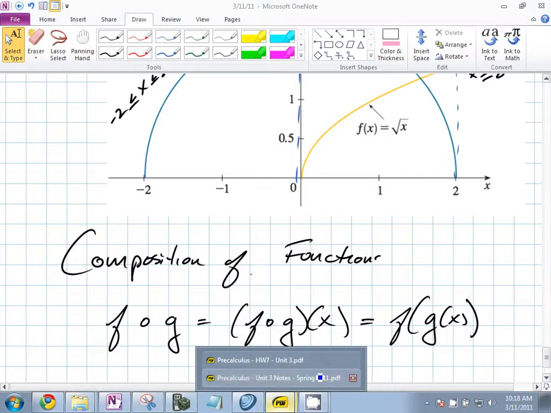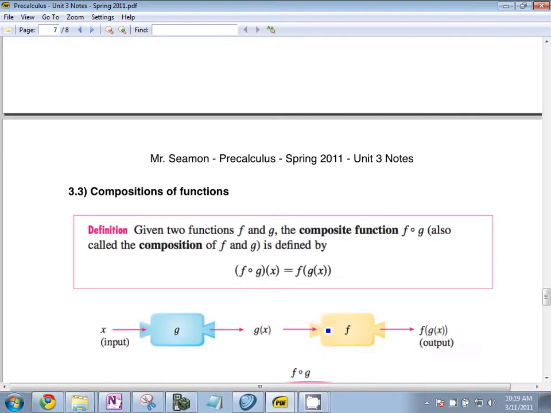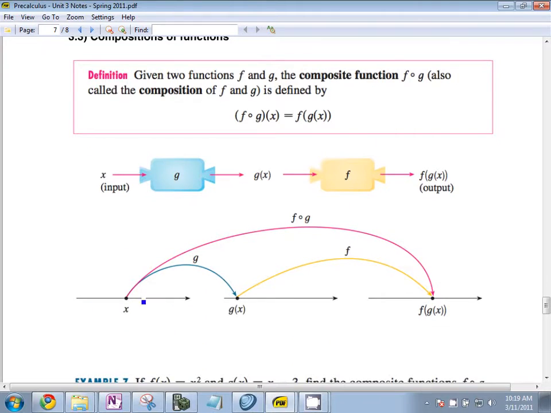Which function is being run first? G, and then you take the output and plug it into f. The function on the inside is first. The function on the outside is last. So again, you take x and plug it into the function machine g. You get an output, which is g of x. And where do you plug g of x? Into f. This represents all the possible input values. G takes it to g of x, and then f takes it to f of g of x. Just remember this: the function on the inside, you run it first.